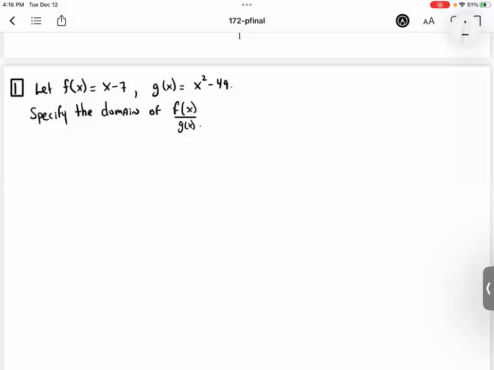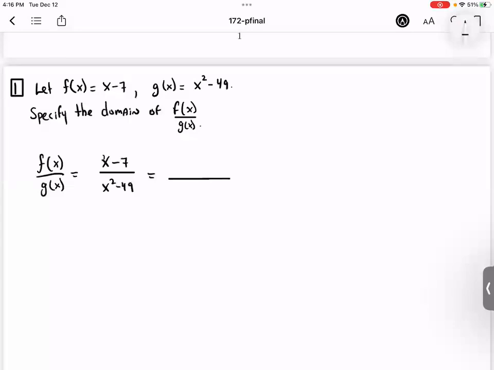All right, so again, f of x is x minus 7, g of x is x squared minus 49. We want to talk about the domain of f over g of x, all right? So essentially what you would like to do is write out the rational function here. We'll say f of x over g of x is equal to x minus 7 divided by x squared minus 49.